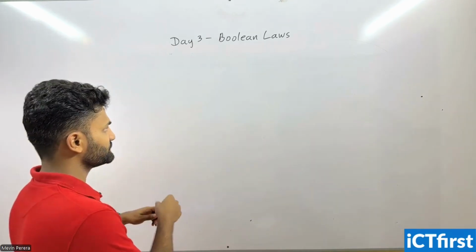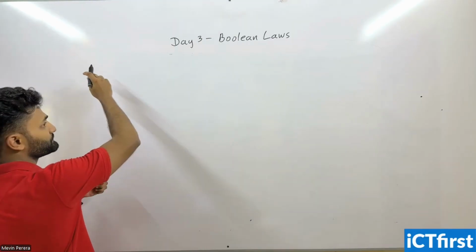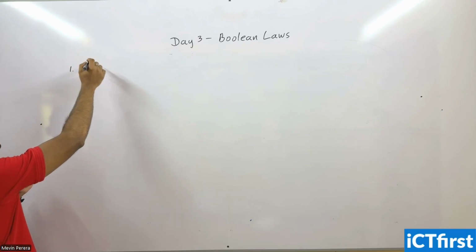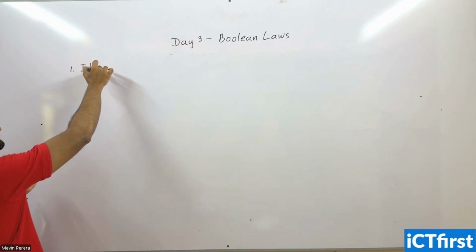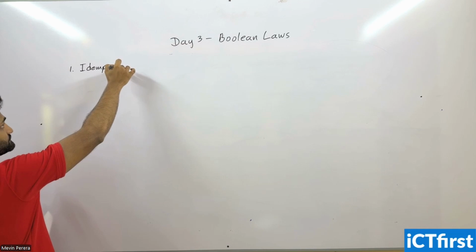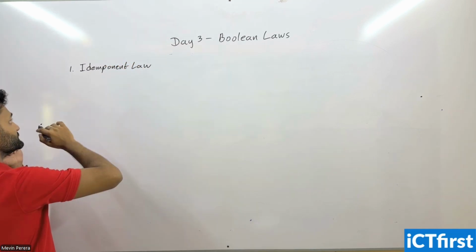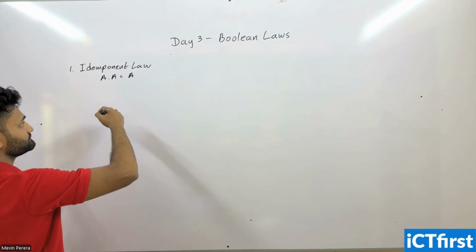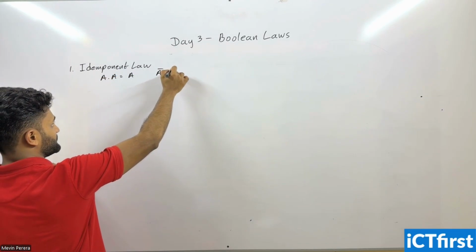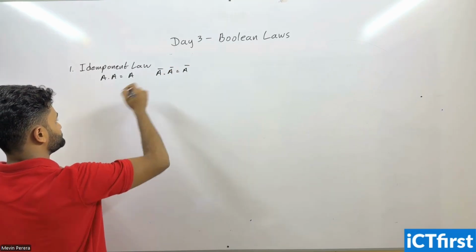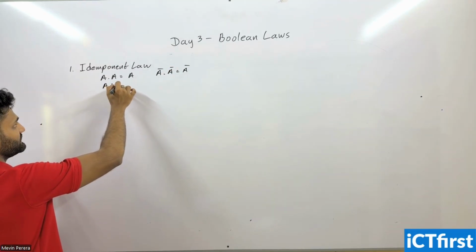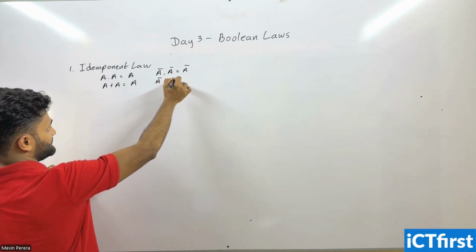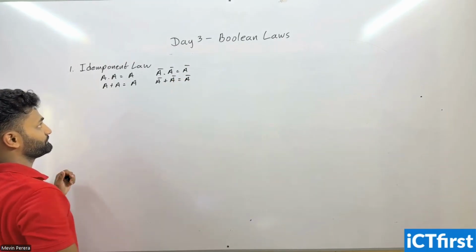I'll explain the laws. I'll write down the laws in here. First is the idempotent law. In this law, what it says is A dot A is equal to A, or else A bar dot A bar is equal to A bar. A plus A is also equal to A. A bar plus A bar is also equal to A bar.